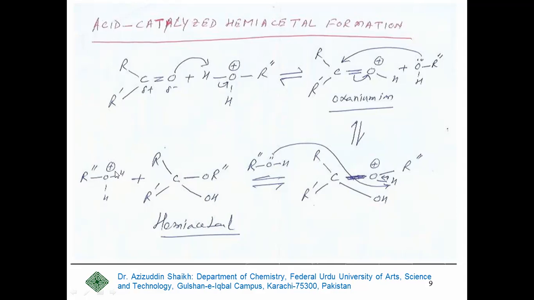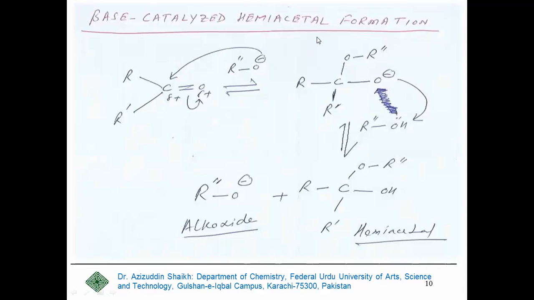This is the removal of H plus. First, the H plus is added, and at the end, H plus will be removed. So this oxygen will take H plus from alcohol. This is oxonium, then alcohol attacks this electrophilic carbon, then OH and ROH by reversible process. H plus will be removed, then you will obtain hemiacetal, OR and OH.